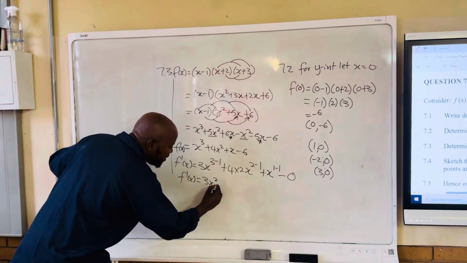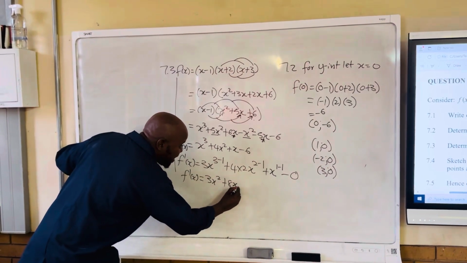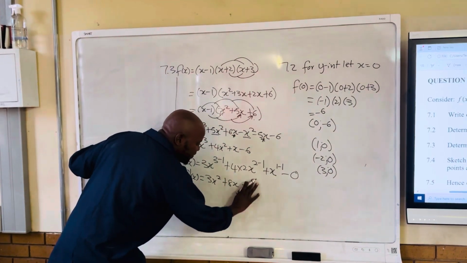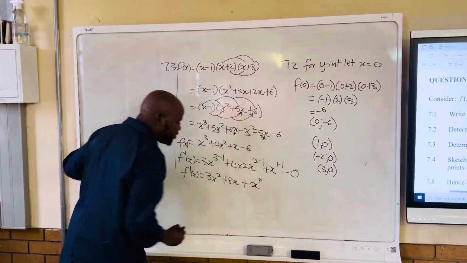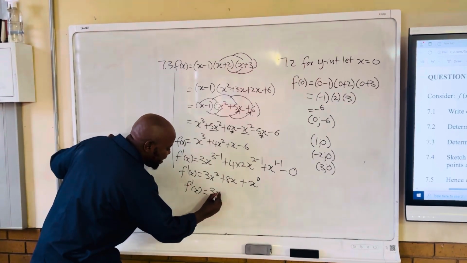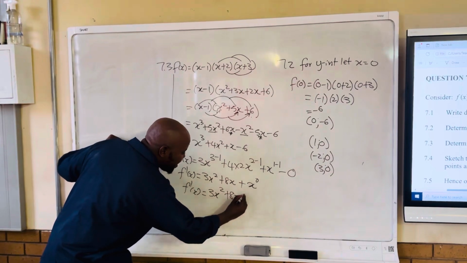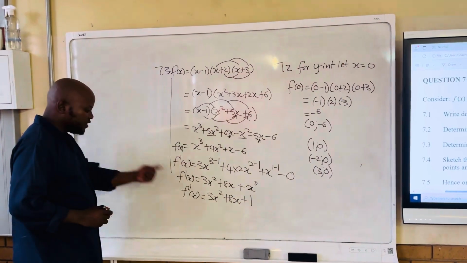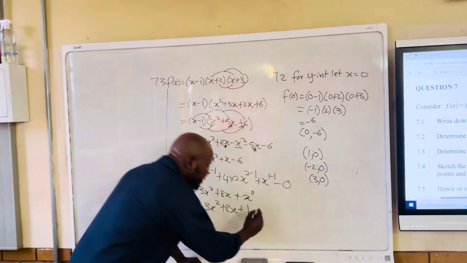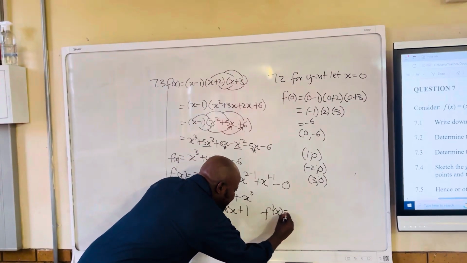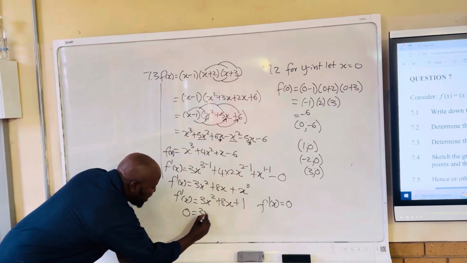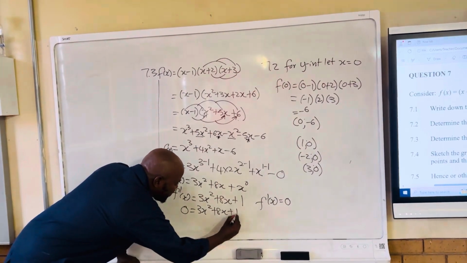The first derivative is equal to 3x squared plus 8x plus 1. Why are we having this one? This one is the same as x raised to the power of 0. So our first derivative is equal to 3x squared plus 8x plus 1. Have we got the coordinates of the turning points? No. We must find the exact numbers. The first derivative at the turning point is equal to 0, so 0 is equal to 3x squared plus 8x plus 1.